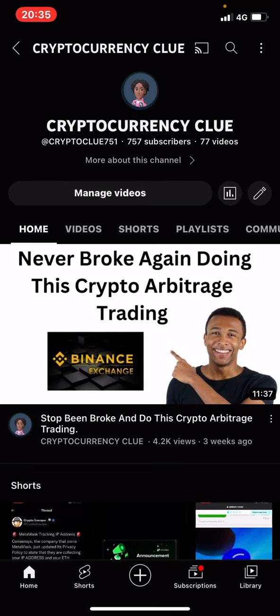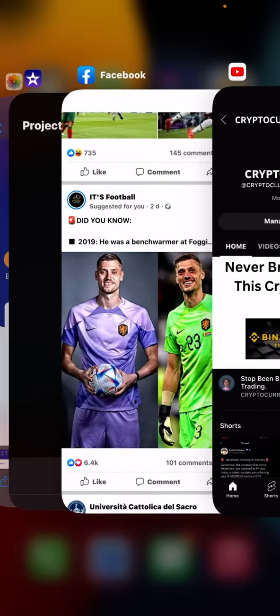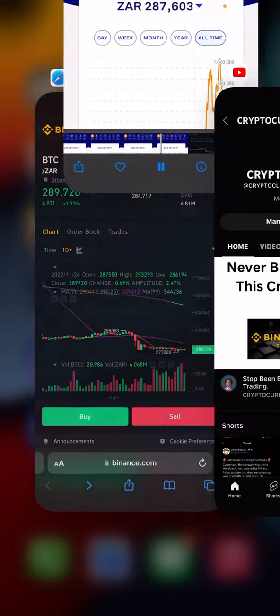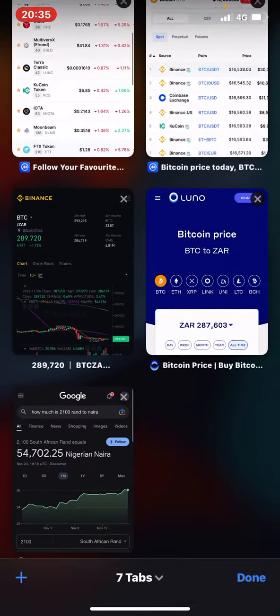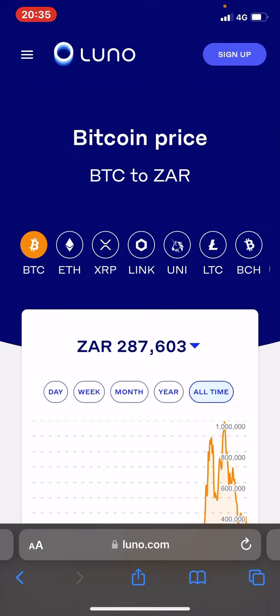And the platforms you are going to be using for this arbitrage opportunity are Binance and Luno. On Binance, you will need to find this trading pair BTC/ZAR. On Luno, you need to find this pair also, BTC to ZAR.